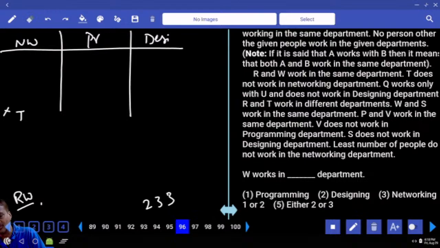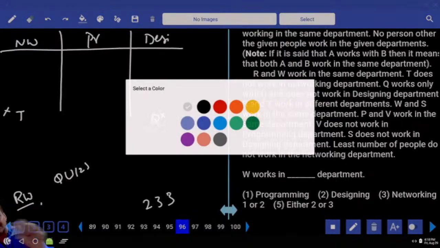As Q works with only you, hence Q works with only you cannot be here. And but not in designing. Hence Q and you are the only 2 people working in that department. Isn't it? How many possibilities we have? 2 possibilities.